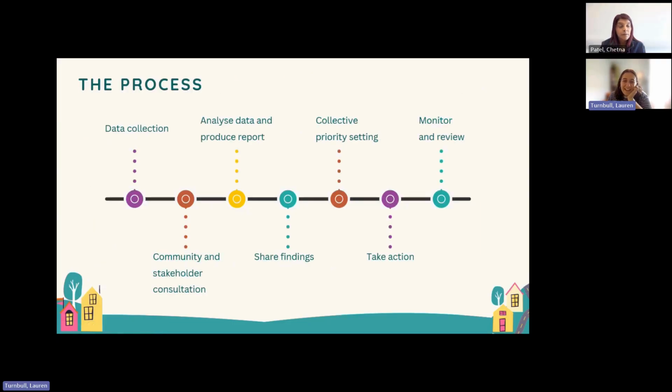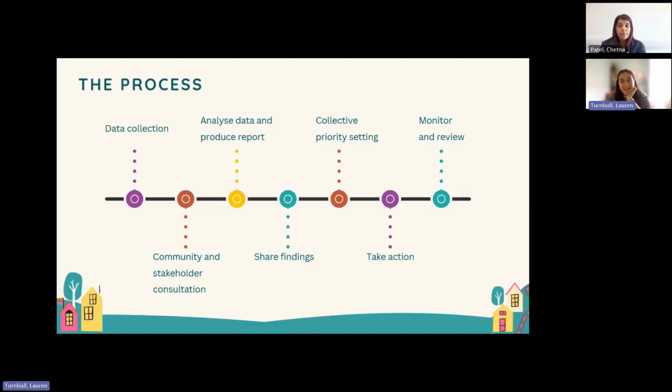There we go. So what is the process? It starts out with a whole lot of data collection, where we source data from a lot of different places, and we'll talk a little bit about that. So we bring together data from various sources. We complete community and stakeholder consultation locally to understand what local people are saying. We then do work to analyse that data and produce the report. So that's what we've done. And those reports are almost ready to be published.